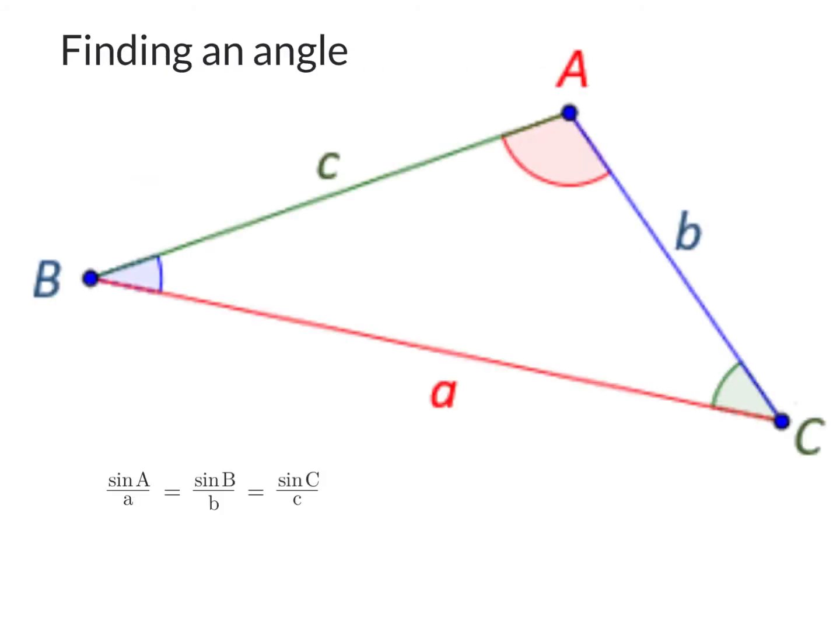So when we find an angle, we just flip everything. So we put the angles on the top. So sine of big A over little a equals sine of big B over little b equals sine of big C over little c.